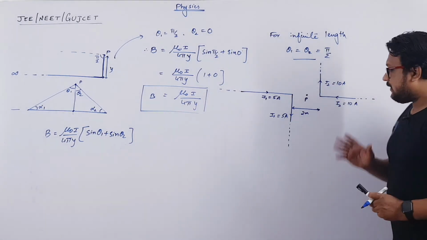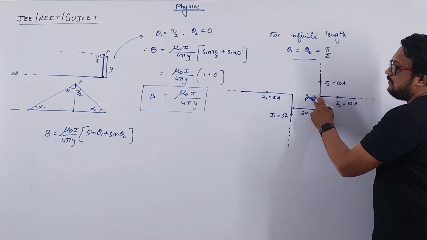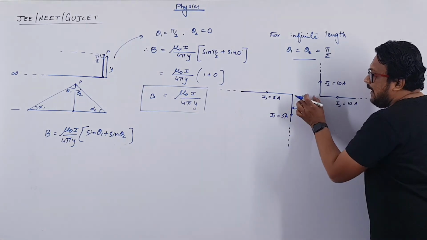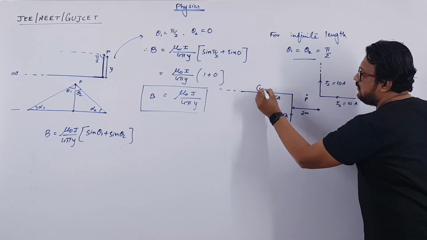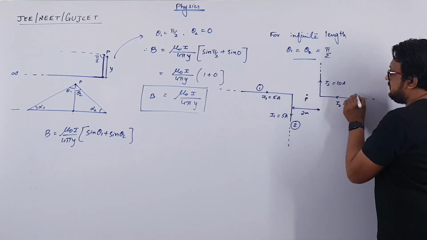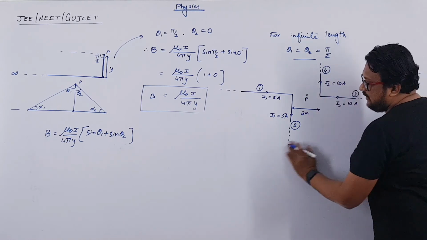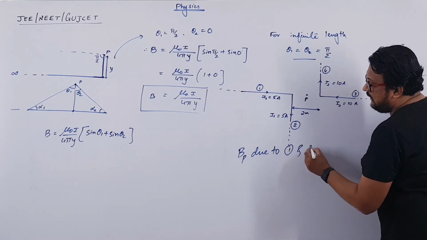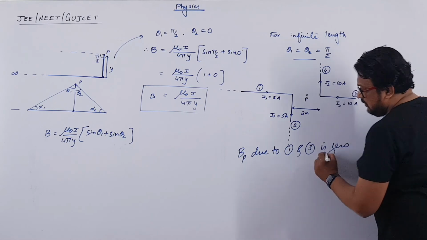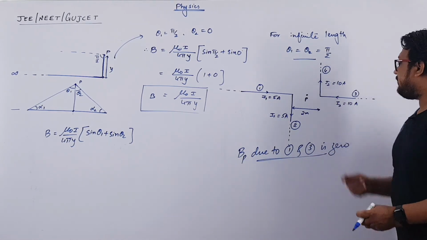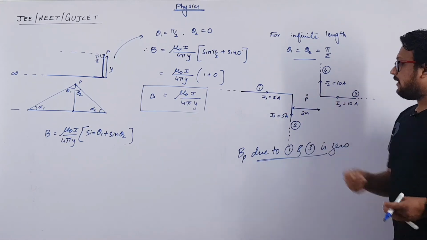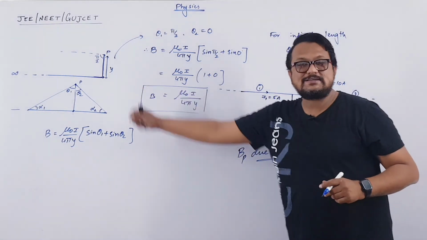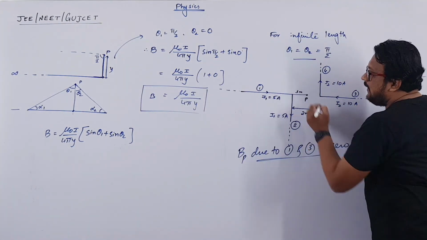Clearly you can see that the magnetic field at point P due to this wire and this wire will be 0. Just now we have discussed that. Let us say this is wire 1, this is 2, this is the third one and this is the fourth one. So the magnetic field at point P due to wires 1 and 3 will be 0. Why? Because this point is lying along this wire, right? And for these two wires you can see that this is the case which we have discussed, right?